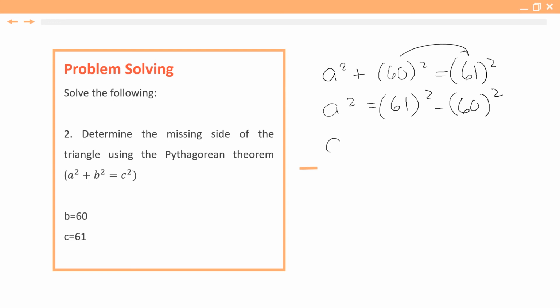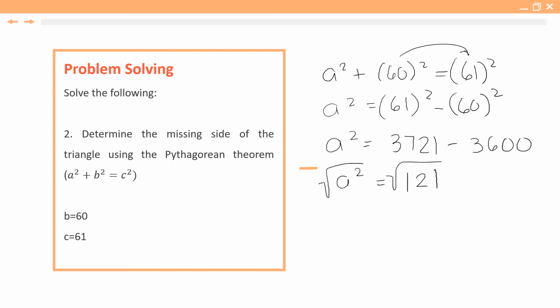So here we have 61 squared is equal to 3,721 minus 3,600. It would give us 121. Square root of both sides, a is equal to 11. We would be choosing the positive value for our answer.